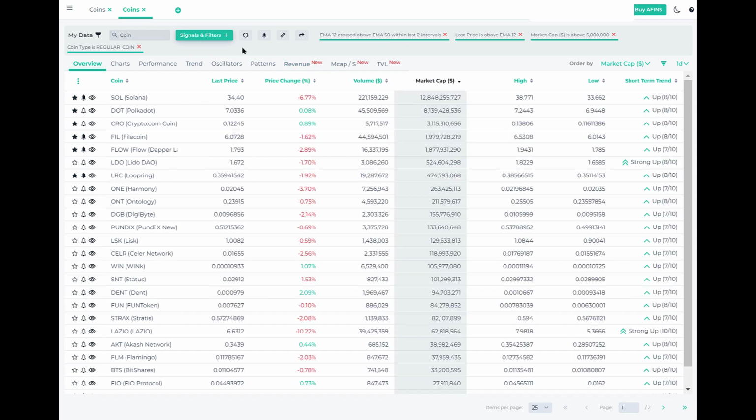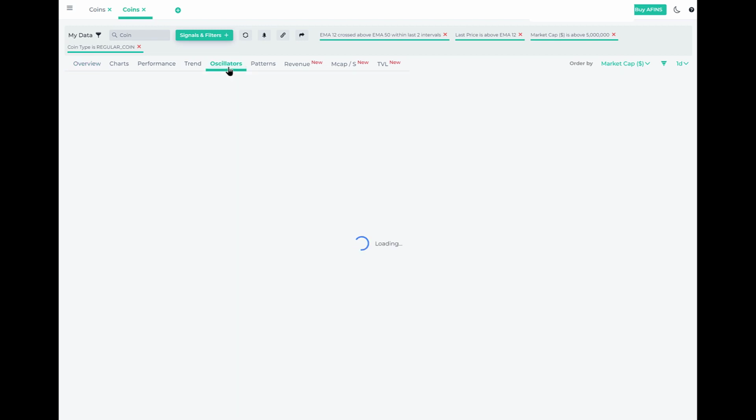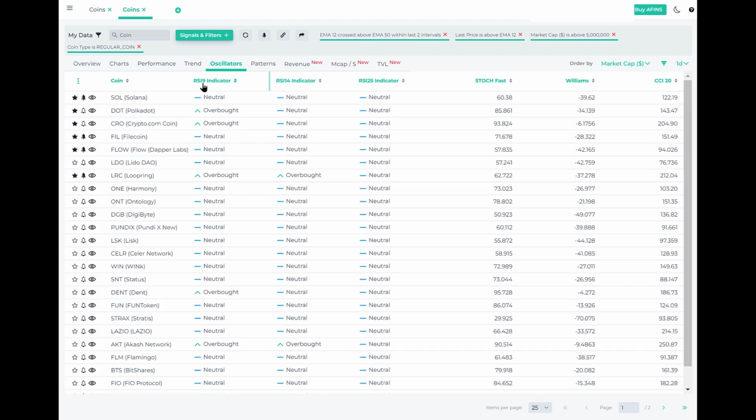Another way would be to avoid coins that are currently overbought. So if we look at the oscillators, in most cases the RSI indicators, 9-day, 14-day and 25-day are neutral. In some cases are overbought. So we probably want to avoid those that are overbought. Again, Lido in this case is not overbought, it's neutral. So I'm more comfortable buying that now as opposed to some others that may not be the ideal entry level, even if the buy signal is there based on the crossover.